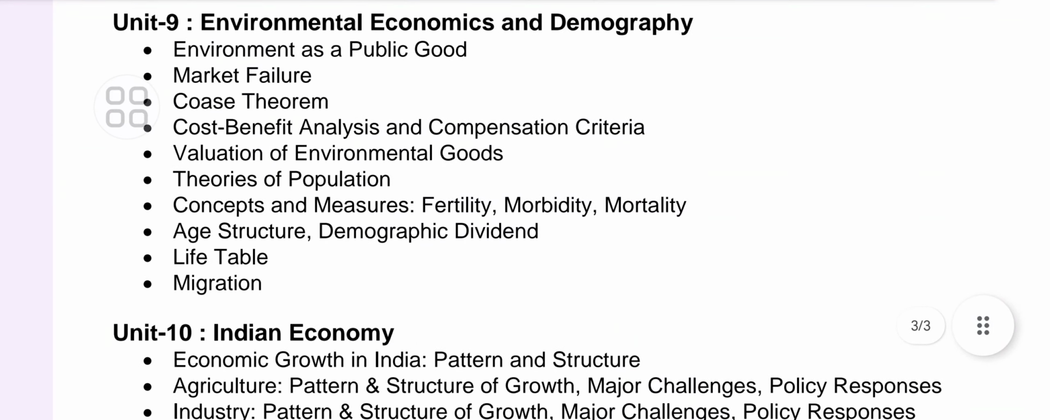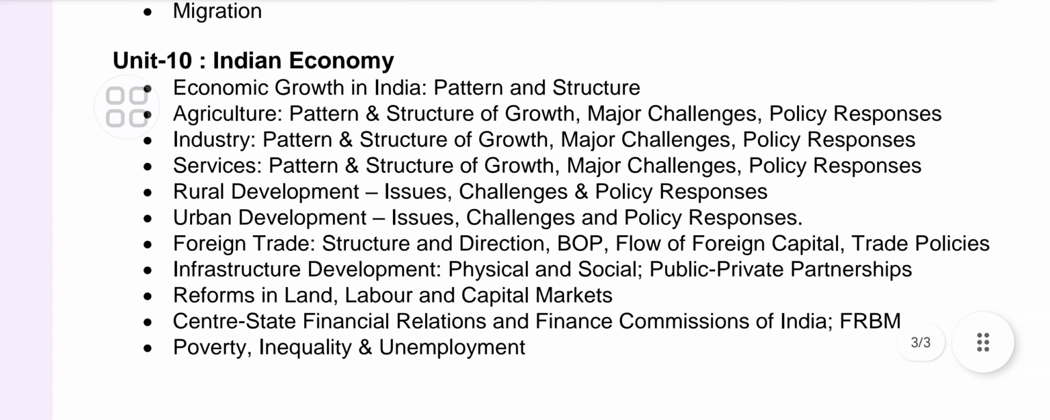Environmental economics and demography: environment as a public good, market failure, Coase theorem, cost benefit analysis and compensation criteria, what are the value of environmental goods, theory of population, and finally the Indian economy, or agriculture, industry and service you have to study.